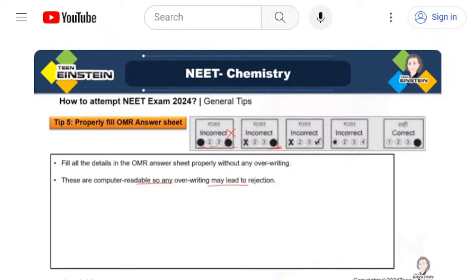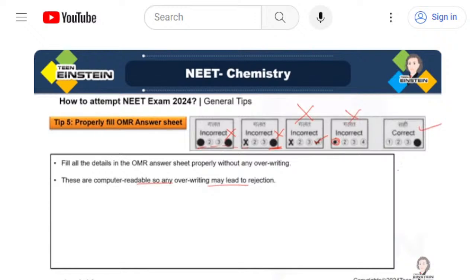Then if one answer is filled fully and another is filled like this, it is incorrect. Then you should not put simply a tick mark like this. This is also incorrect. You have to completely fill it. If you have not completely filled it, and there is still some space left, this is also not the right way. Now this is the correct way. As you can see, it is cleanly filled.